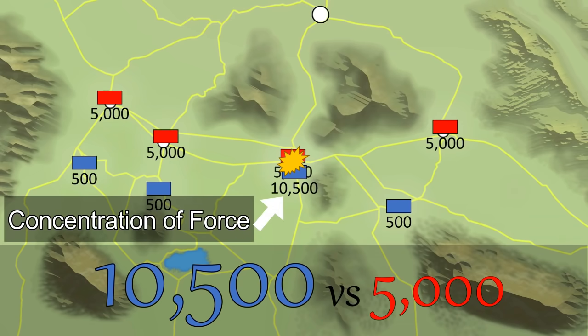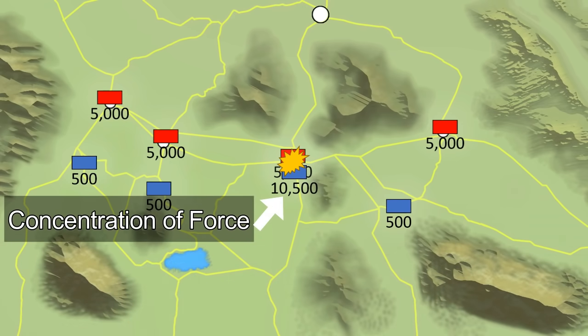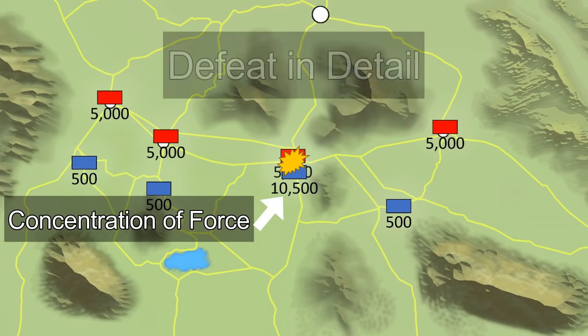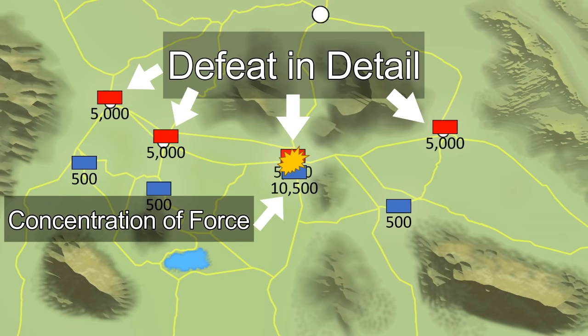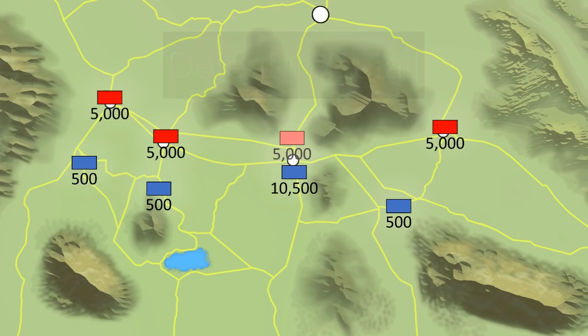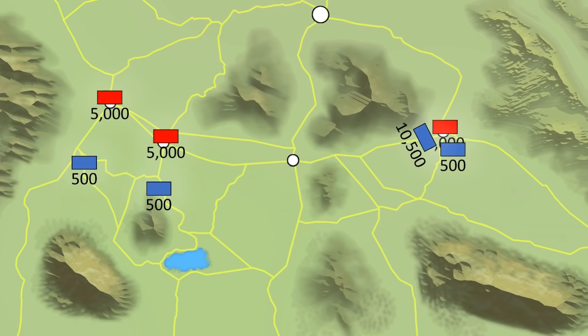This is the concentration of force. And because the enemy units were so spread out and far apart from each other, they put themselves in a position to be defeated in detail. It's brilliant, yet simple. You end up engaging only a portion of the enemy instead of its whole army.